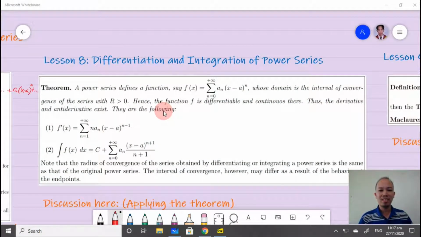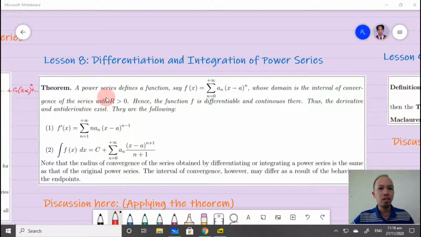Hello everyone, in this lecture video we will be discussing differentiation and integration of power series. So this is lesson number 8. We have here a theorem.